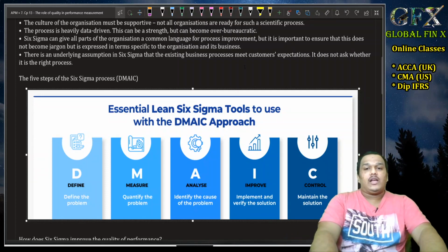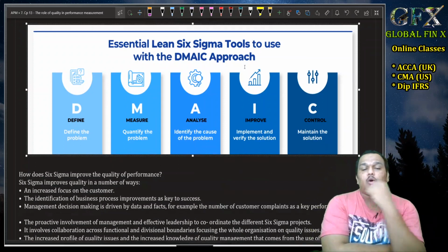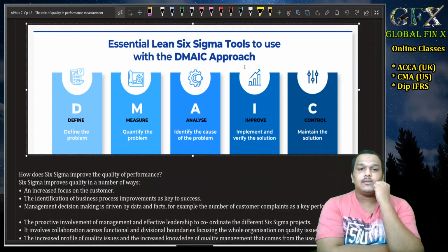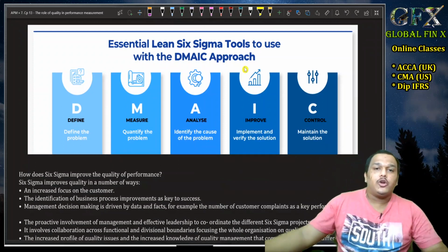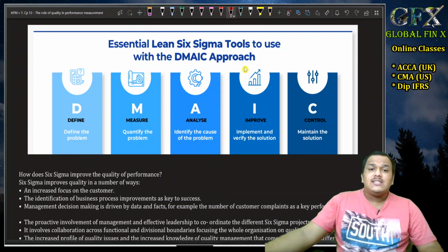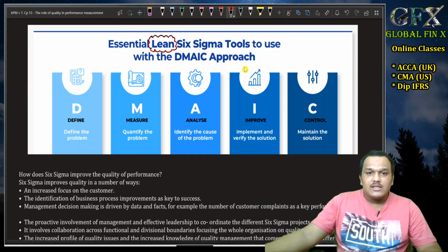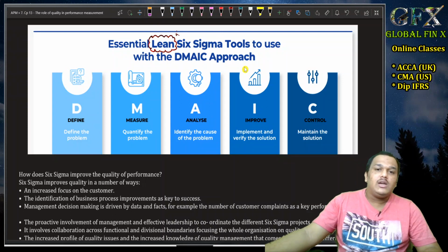Right, sir? Okay, now comes the most important concept, that is how to implement Six Sigma. What are the steps or stages involved in Six Sigma, sir? First of all, I would like to bring to your notice that there is a word called lean here. In the next lecture, I will talk about lean separately. See, lean is a part and parcel of Six Sigma, but I'll cover lean separately so that you can get a bigger picture about that. Okay, first let's talk about Six Sigma, then we'll talk about lean in the next lecture.